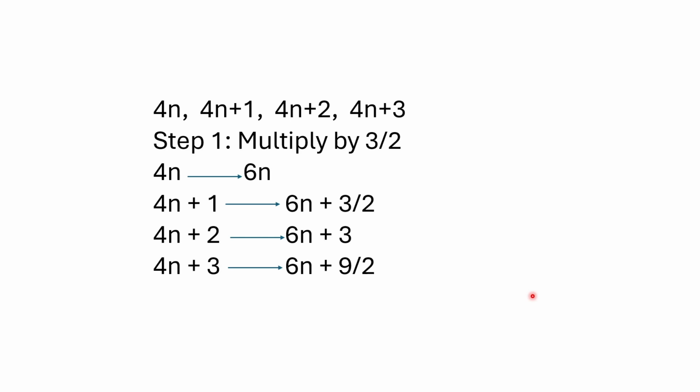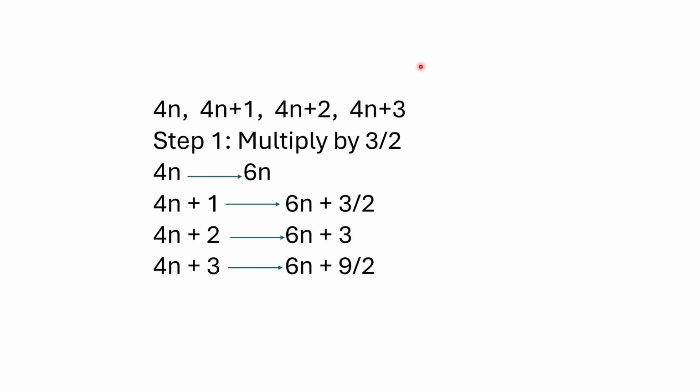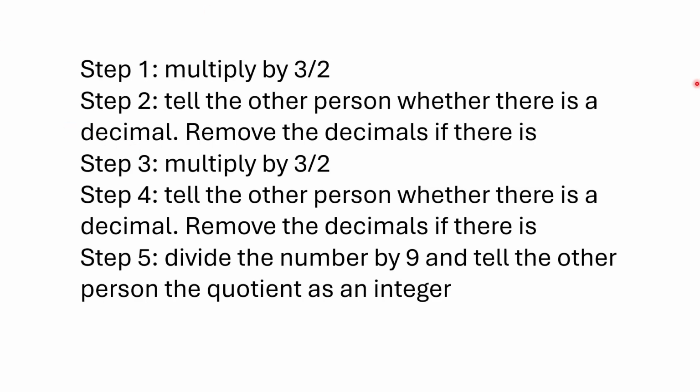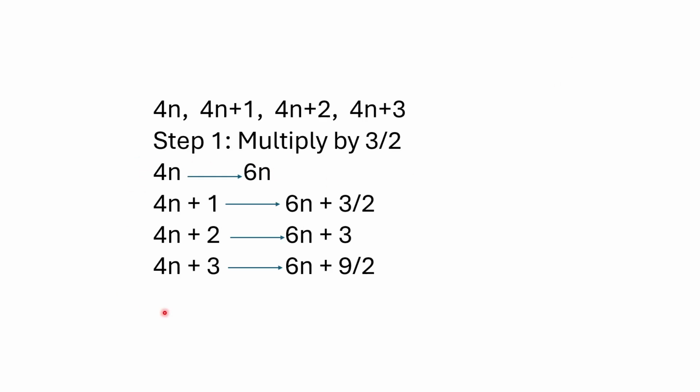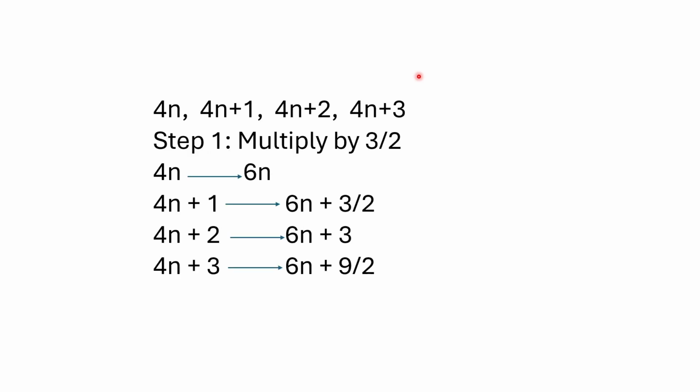Now let's see step 1. Multiply by 3 divided by 2. Okay. So these are the numbers again. I wrote here 4n, 4n plus 1, 4n plus 2, 4n plus 3. As I said, we can express every number in this format. And since we can express every number in this format, let's actually use our steps. So let's just apply our steps to these numbers. Since we can express every number like this, when we apply our steps to those numbers, we should get some answer, right?